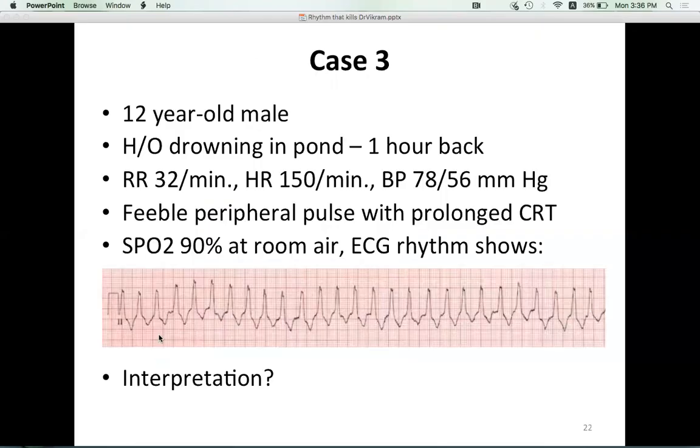So let us look at one more case. A 12-year-old male came with a history of drowning in a pond around 1 hour back. The respiratory rate is 32 per minute. Heart rate is 150 beats per minute. BP is 78 by 56 millimeter of mercury. There are feeble peripheral pulses with prolonged CRT. Saturation is 90% at room air and ECG shows this.